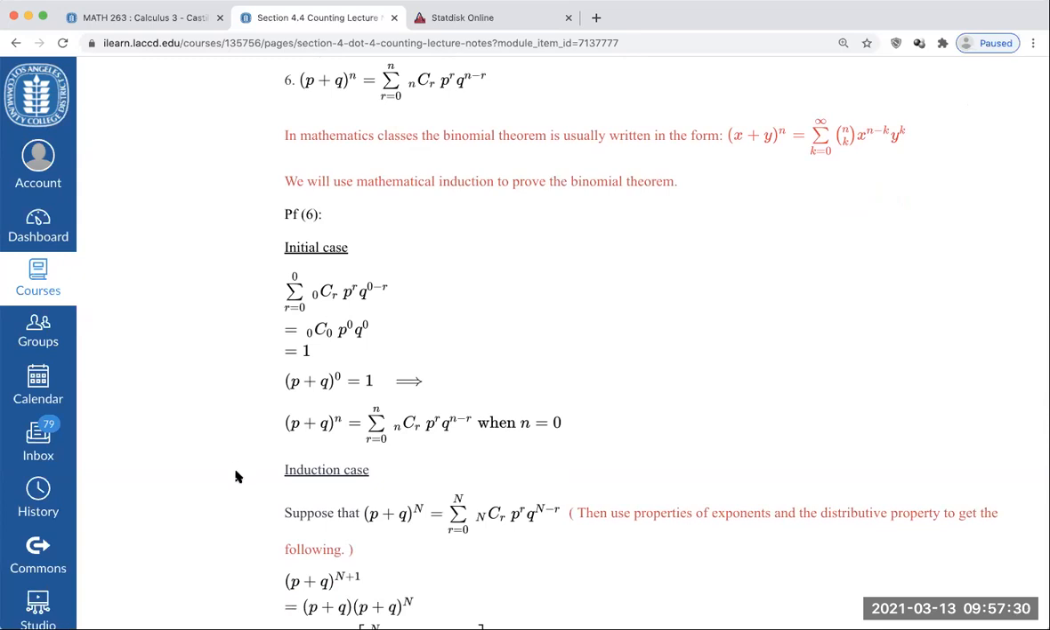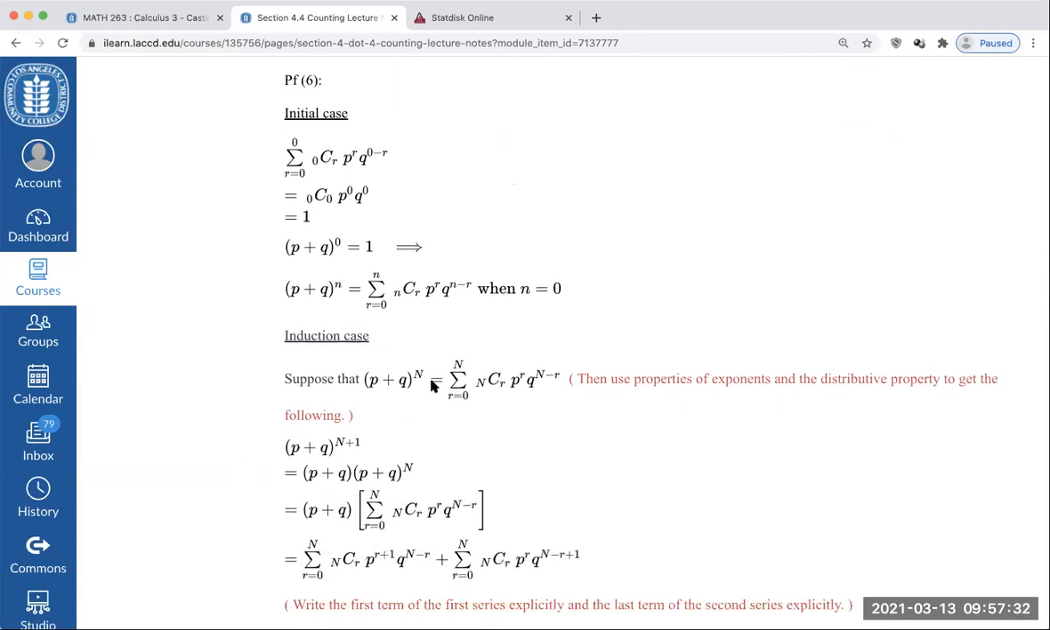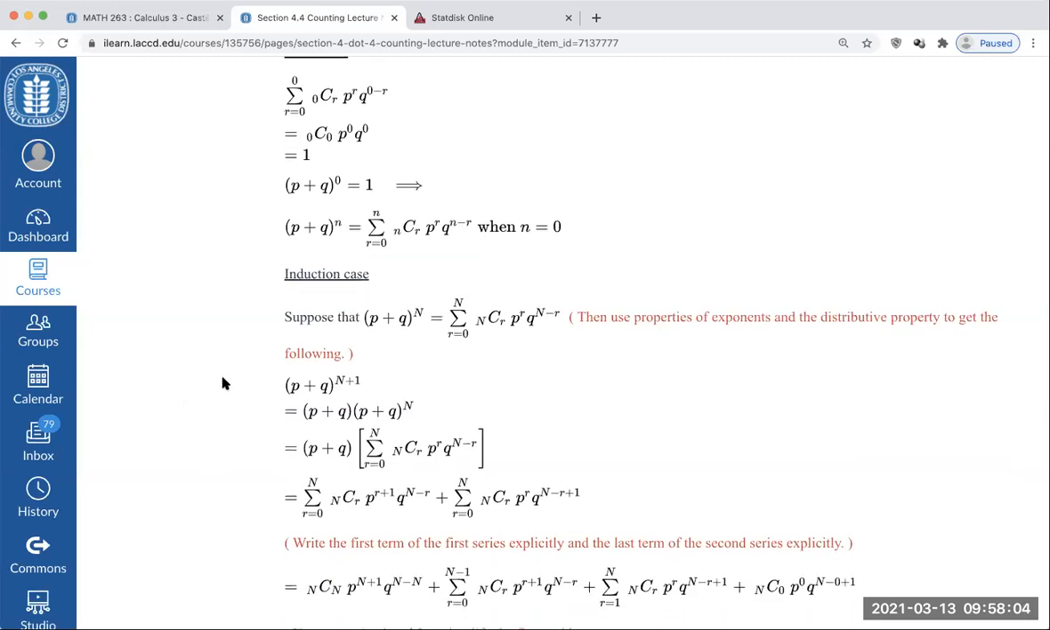Let's do the induction case. Suppose that (p plus q) to the capital N is equal to the sum, r equaling 0 to capital N, of nCr p to the r q to the capital N minus r. So I want to show that this formula works when I replace capital N by capital N plus 1. So let's look at (p plus q) to the capital N plus 1.